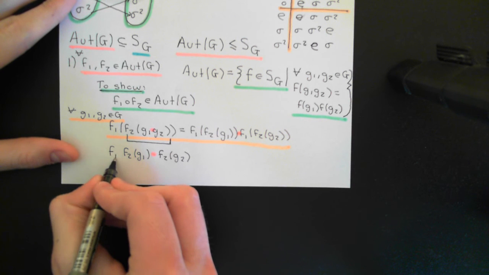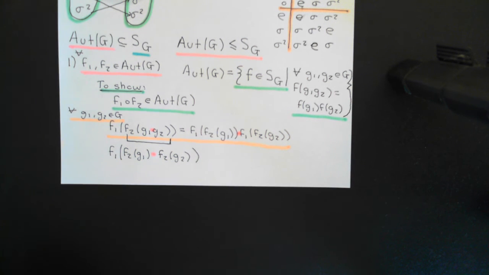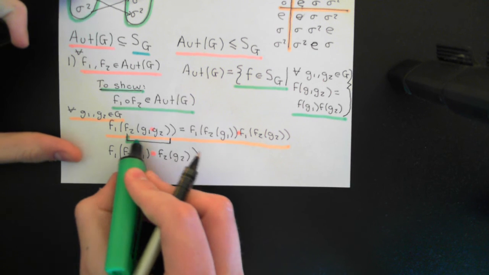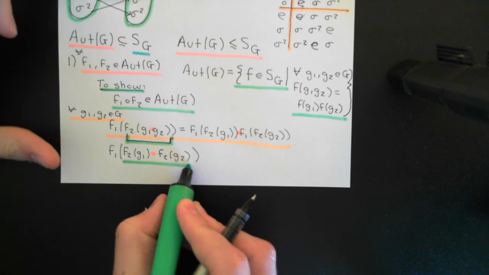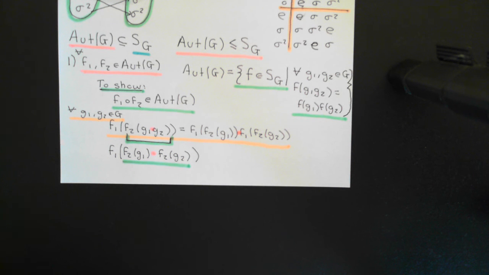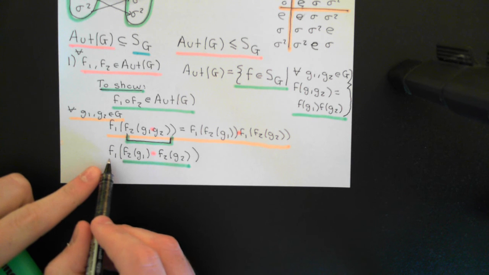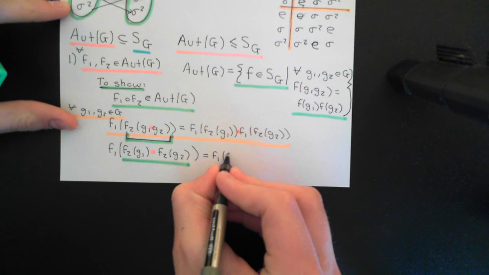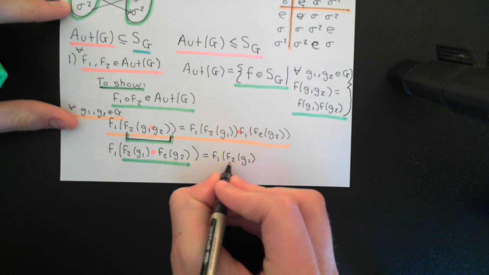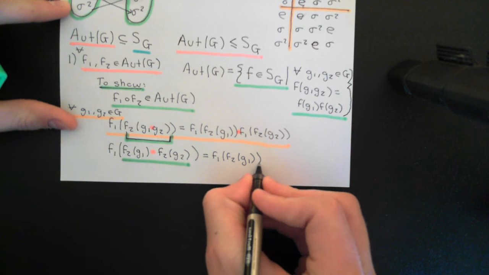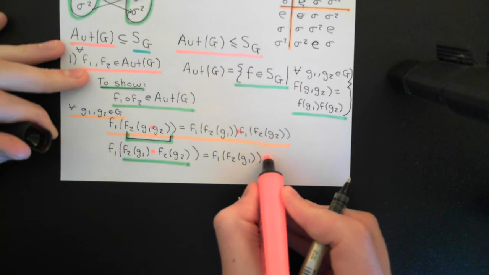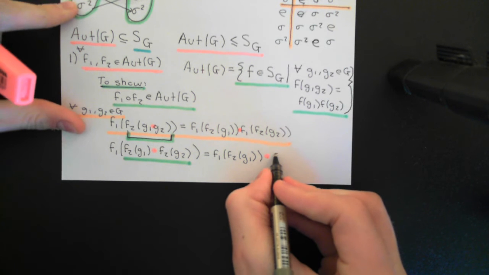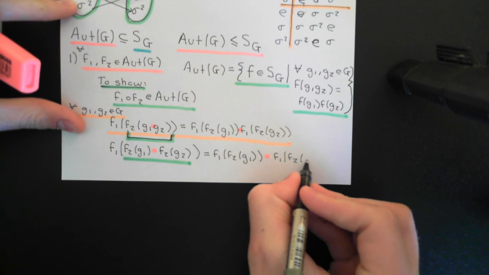And now what I'm going to have to do is take F1 of that answer. Okay, so I've just used the fact that F2 is an automorphism of the group capital G to do that step here, where I've split F2 of G1 composed G2 into F2 of G1 composed with F2 of G2. Now I can use the fact that F1 is a group automorphism to split this into F1 of F2 of G1, and remember F2 of G1 is just some element of the group. And then I'll need my red pen again, composed with F1 of F2 of G2.